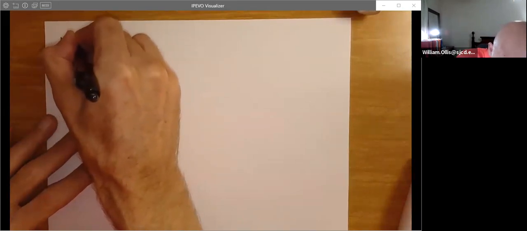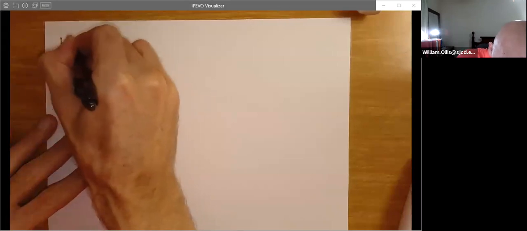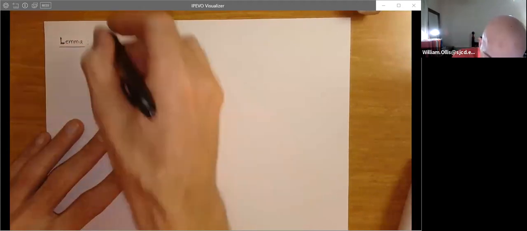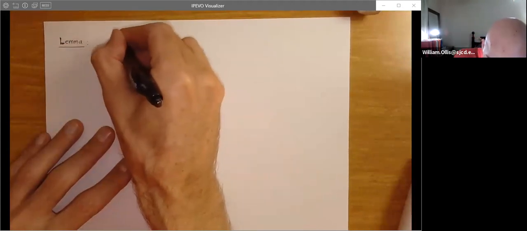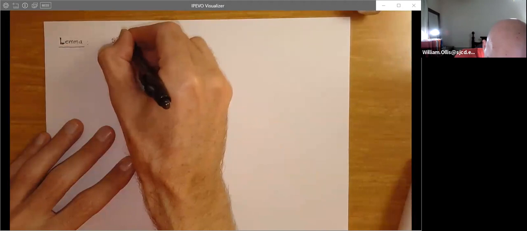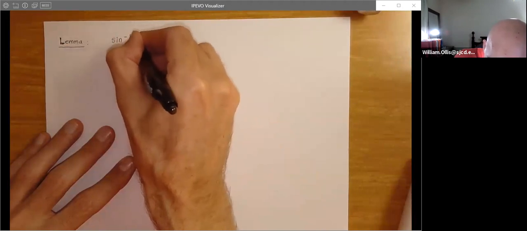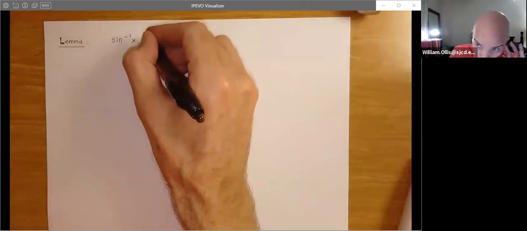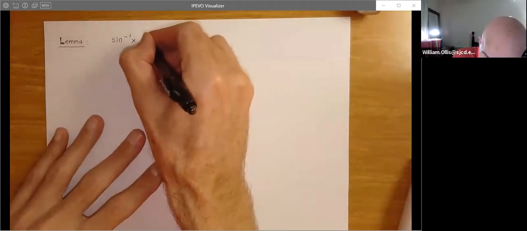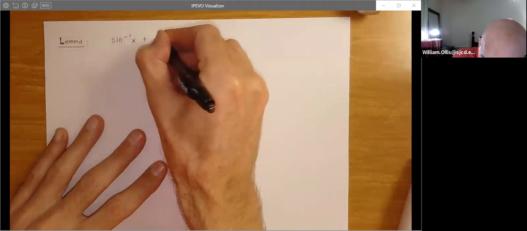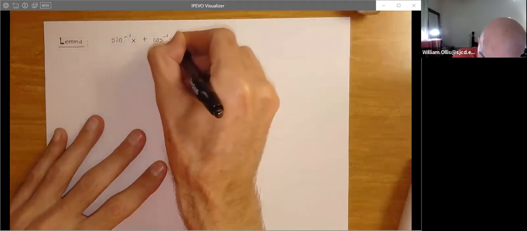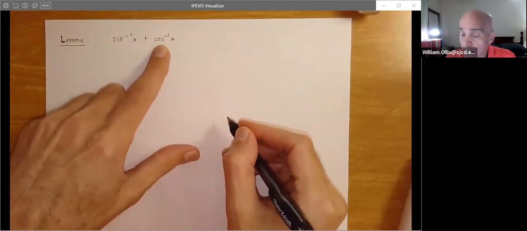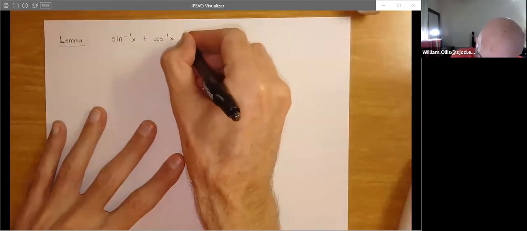I'll just call it that for now. Remember, at the very end of the class, I said something about complementary angles. So this had the allusion of that. If we took the inverse sine of x, and this worked for 3 pairs of functions, but we'll just look at this one, and we added that to the inverse cosine of x, we get pi over 2.